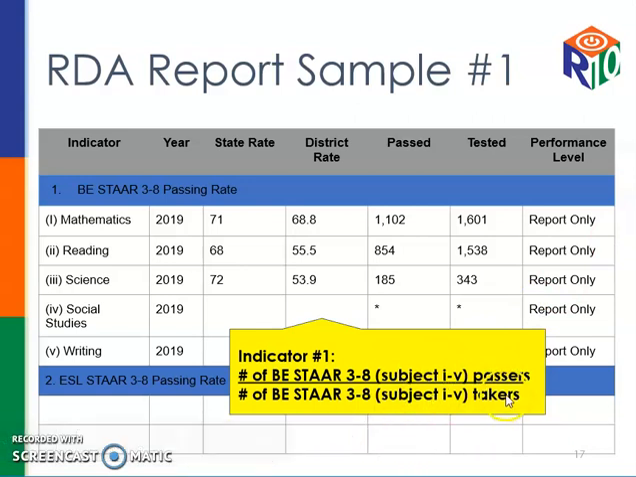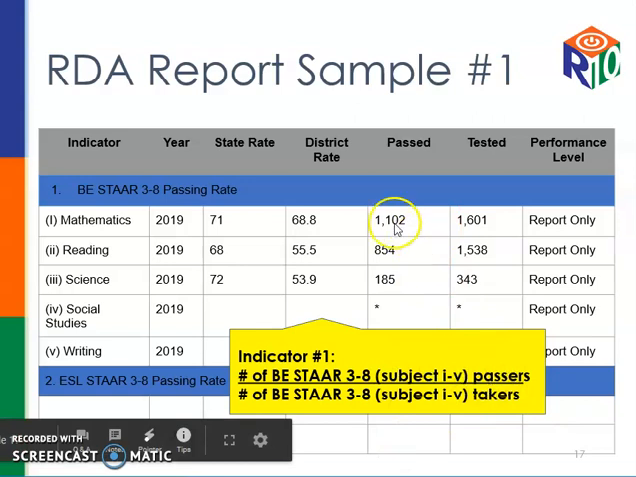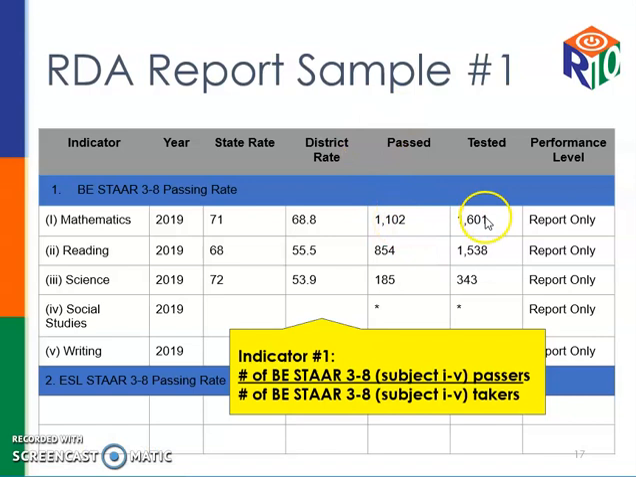The formula that has been applied is a number of passers, so you would take the number that have passed and divide it by the number of students that were tested. And the district received a rate of 68.8. The state rate was 71. The same formula is applied to each content.